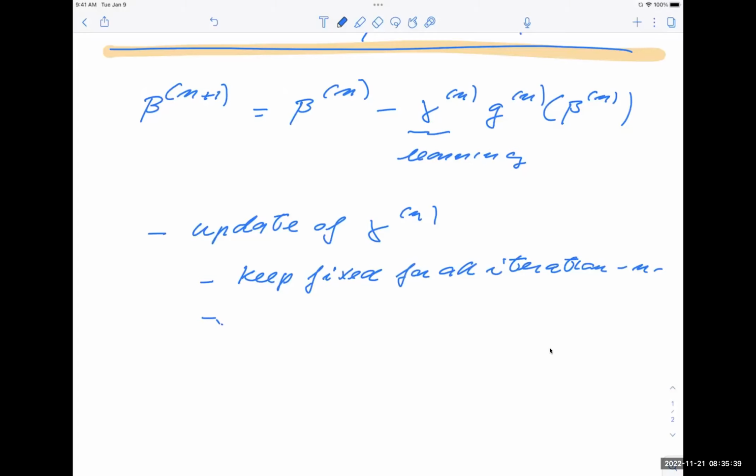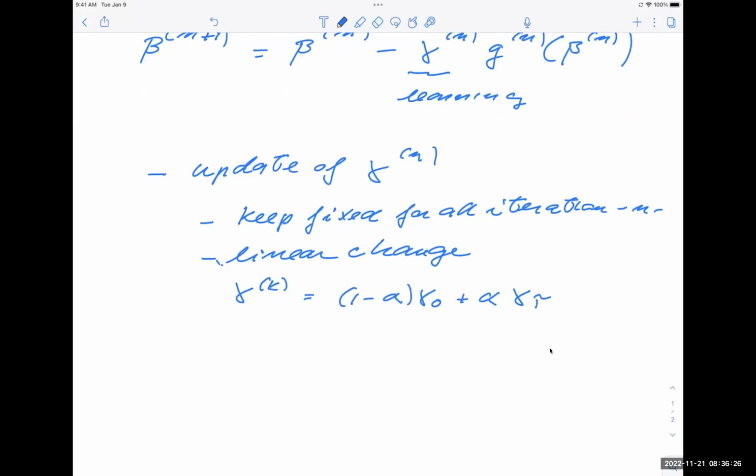Another way of doing this is to have a way to change the learning rate. One of the pretty simple ways is to have a linear change. And the simplest way to do that is to have some kind of parameter. So we could have a learning rate gamma of k, at iteration k, which is equal to 1 minus some alpha times gamma 0, which will be the first learning rate. So we feed into the algorithm an initial learning rate. And then plus some alpha times gamma of tau, which is a constant here. In that specific case, this alpha could be given by the number of iterations divided by a parameter tau here.